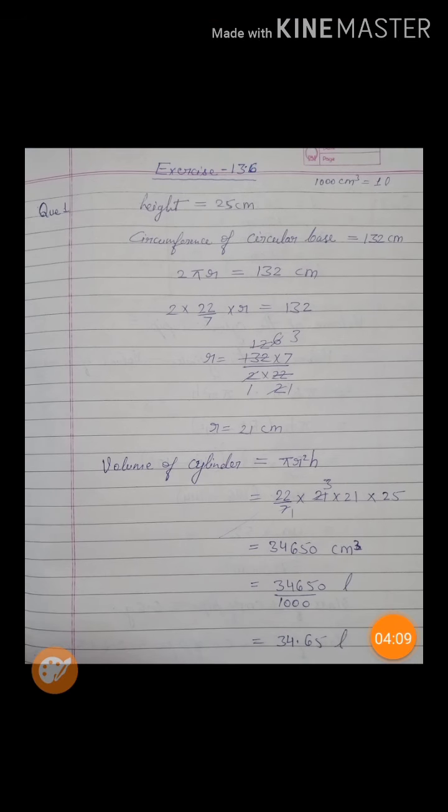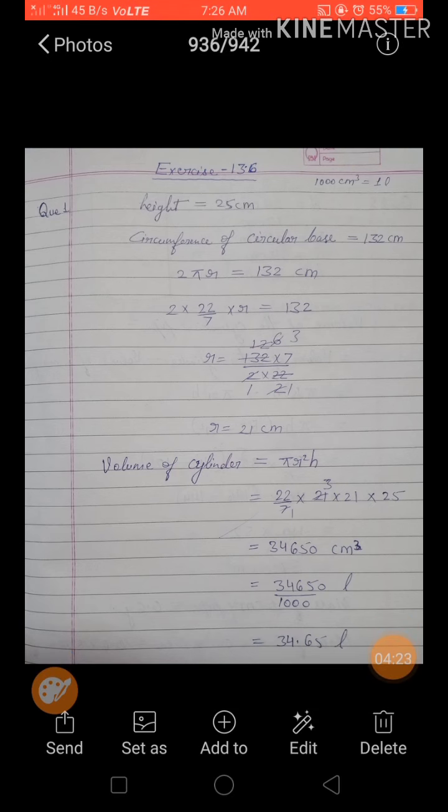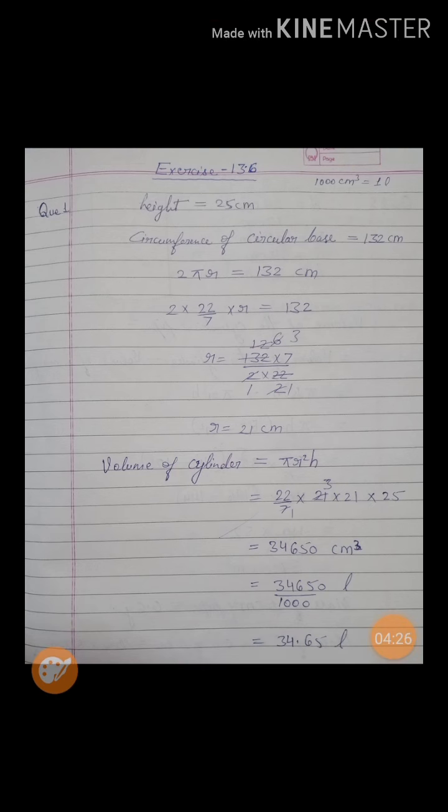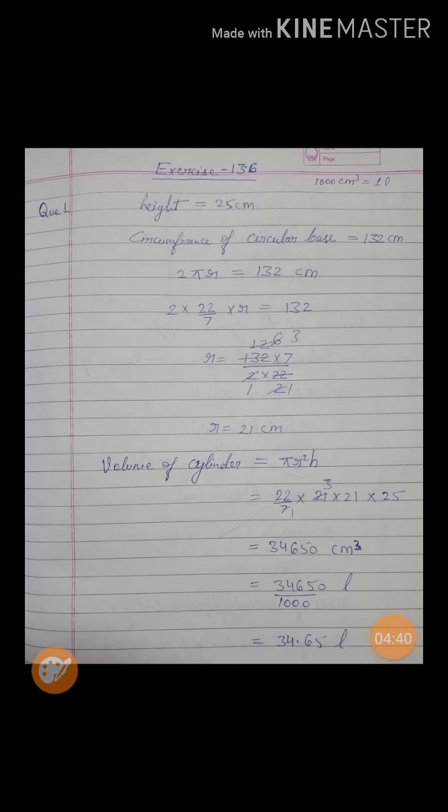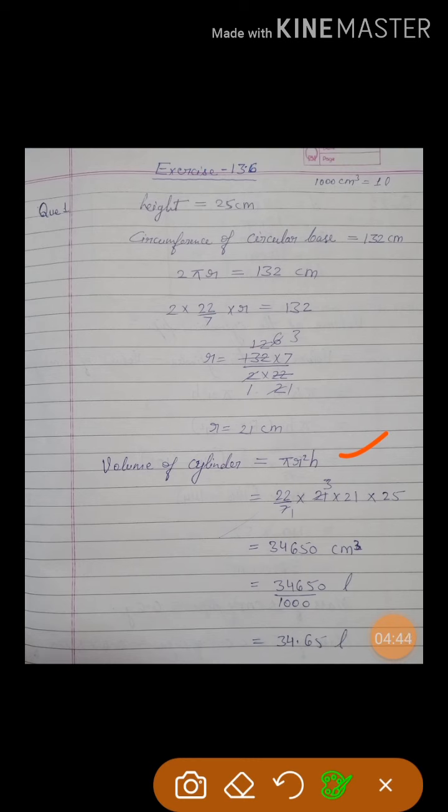In this way we have found the radius, and they are asking how many liters of water it can hold, meaning how much water that cylindrical vessel will hold. We can find this by finding the volume of that cylindrical vessel. Volume of cylinder is equal to pi r square h. Put the values of r and h in this formula, and we shall get 34.65 liters.